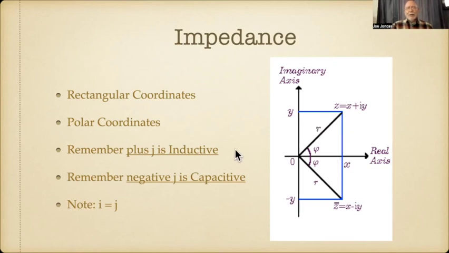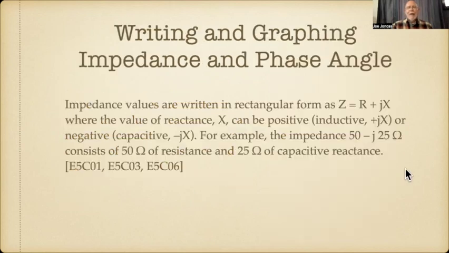I'm just going to repeat it here. Plus J is inductive. If you're looking at the Smith chart, it's the upper part of the chart. If it's negative, it's capacitive. You look at the bottom part of the chart. And remember that I equals J.